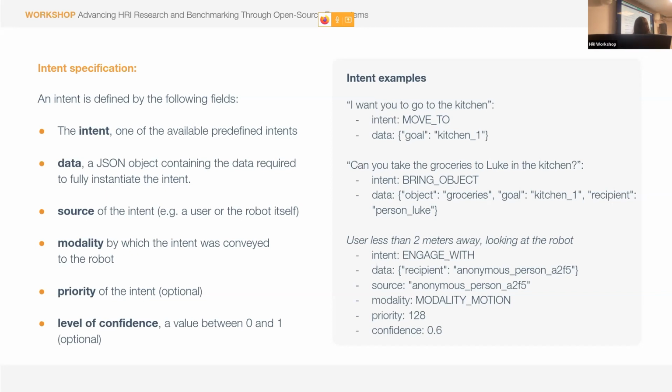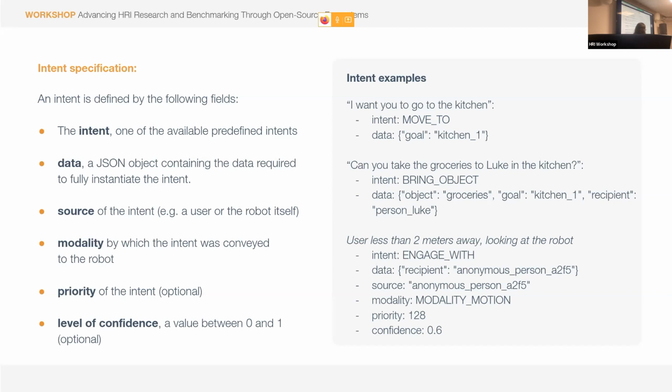So, very simple examples here. For instance, if the user says, I want you to go to the kitchen, it's a very clear intent here, from the human perspective, where I'm telling you go to the kitchen, right? So the intent is moving to, in this case, and the goal in the data is basically go to the kitchen. That's where you want me to go. Another example could be, can you take the groceries to the kitchen? And the intent from here we can say, okay, the human wants the robot to bring the object, and then in the data we put all the parameters that I need to achieve such a goal.